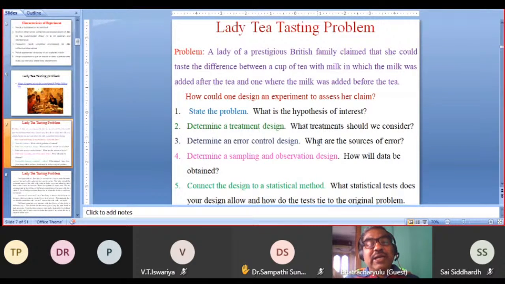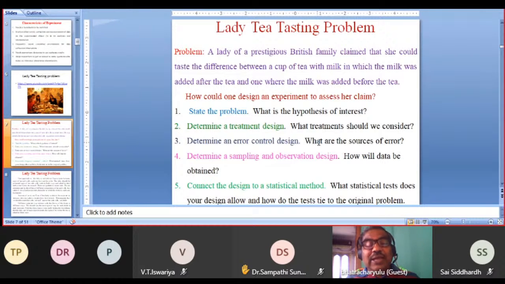The next step is to determine a treatment design. For testing that particular hypothesis, what are the treatments? That means whatever experiment you are going to define for the combination to be tested, you have to define it here. What treatments would be considered to be tested? So indirectly I am converting the hypothesis into treatments.